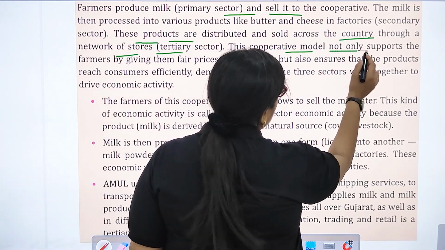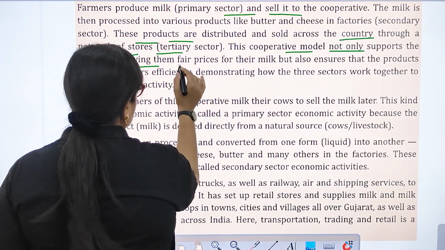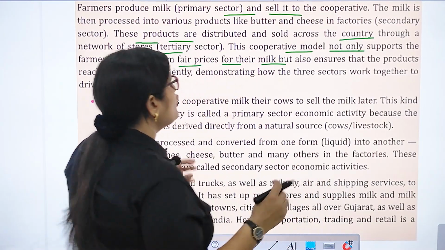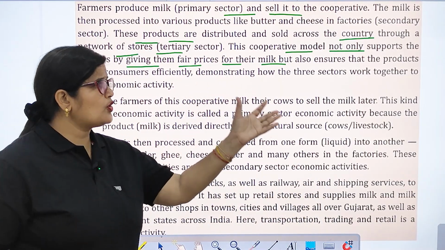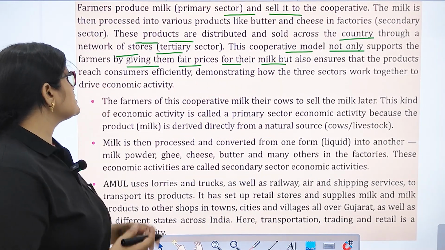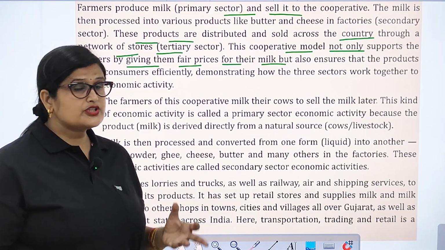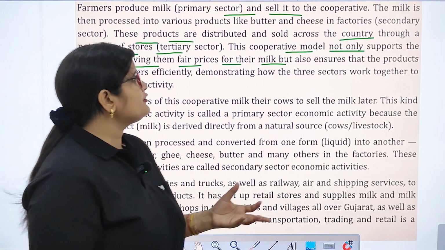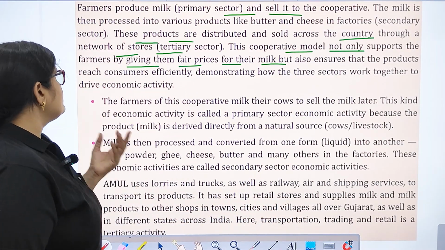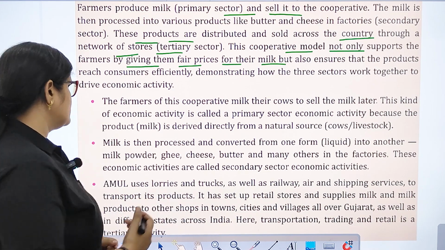This cooperative model not only supports the farmers by giving them a fair price for their milk, but also ensures that the products reach consumers efficiently, demonstrating how the three sectors work together to drive economic activity.